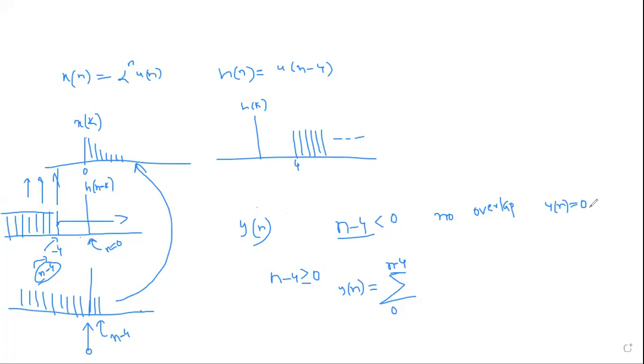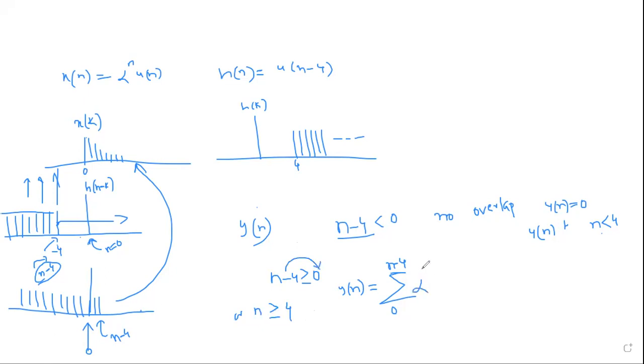So y of n is equal to 0 for n minus 4 less than 0. What this means is y of n is equal to 0 when n is less than 4. For n minus 4 greater than or equal to 0, that is n greater than or equal to 4, I am moving this thing to the right side, there is an overlap.